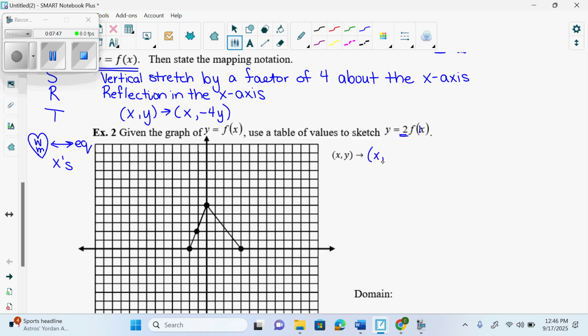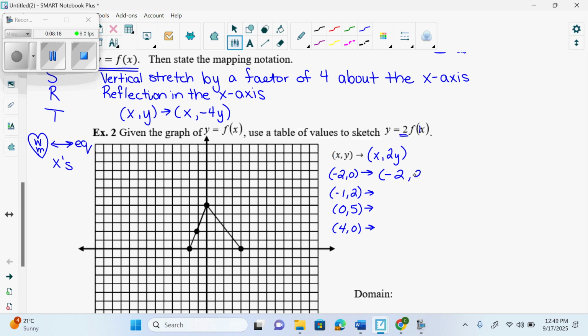So we're going to go x, 2y. So all my x's are actually staying the same, and my y's are being doubled. Correct? So I have to go pull my coordinates off of here. I have -2, 0. I have -1, 2. I have 0, 5. And then I have 4, 0. So you find the new points, plot them.